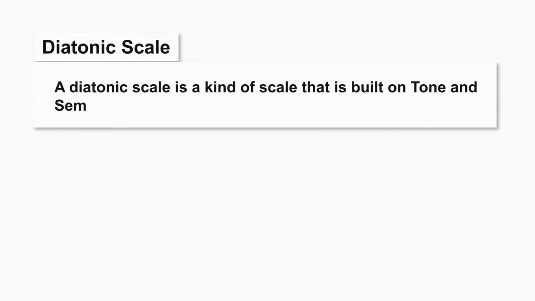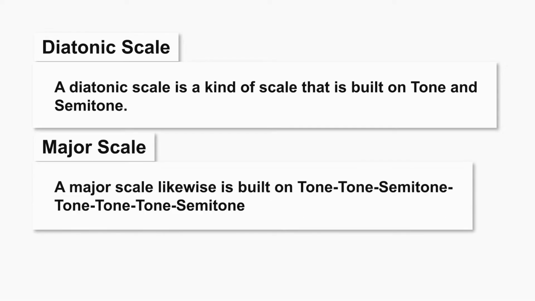A diatonic scale is a kind of scale that is built on tone and semitone. A major scale, likewise, is built on a tone-tone-semitone, tone-tone-tone-semitone pattern.